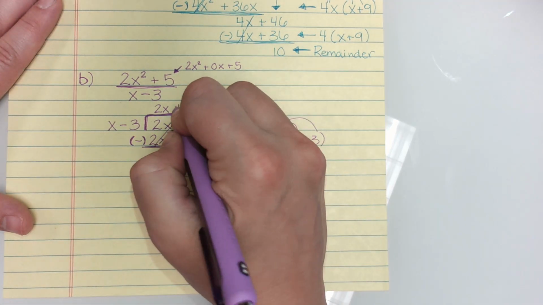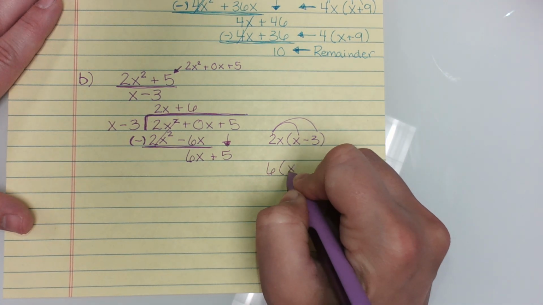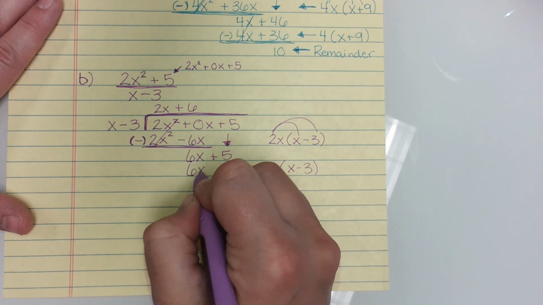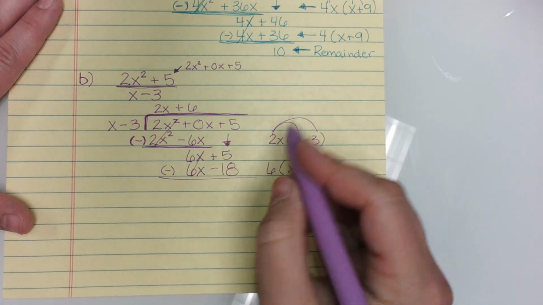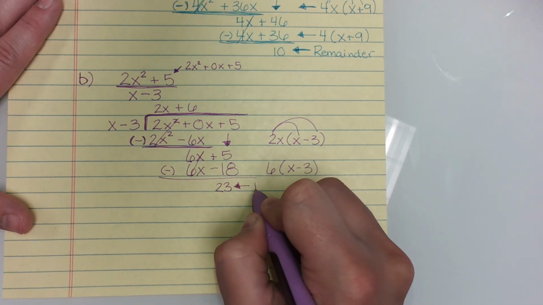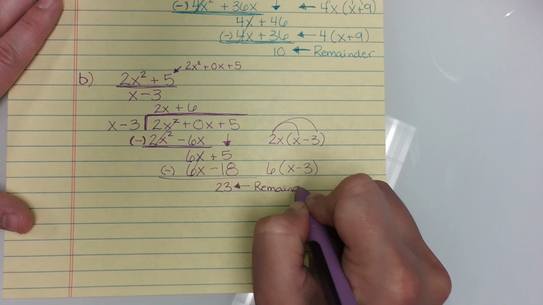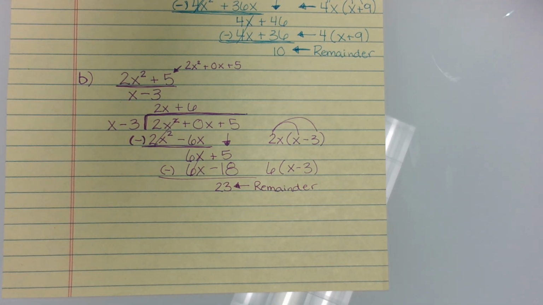And then x multiplies by 6 to give me 6x. When we subtract, be careful of your negatives. We will get 23 here. Now that is the remainder. As soon as this has fewer x's, that is the remainder. The key thing we're going to be looking for in here is without the remainder. Is there another way to divide polynomials?